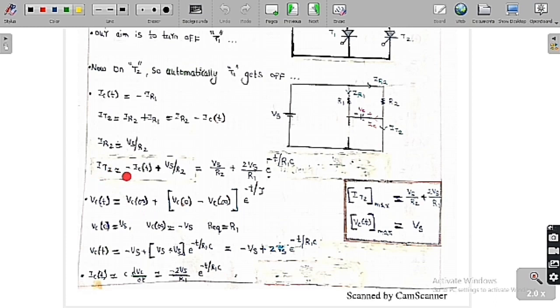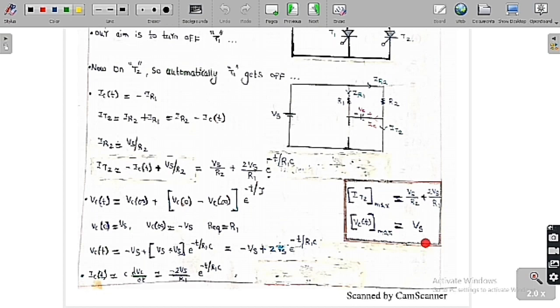But IT2 is equal to minus IC of t plus Vs by R2. So you know the value of IC of t, substitute here, we are going to get finally Vs by R2 plus 2Vs by R1 into e to the power of minus t by R1C. If you want to find the maximum value of the current passing through the thyristor T2, substitute t is equal to 0, we are going to get Vs by R2 plus 2Vs by R1, because it is an exponentially decaying term. So it will be maximum only at t is equal to 0, whereas this is a constant term. So this is the maximum current flowing through the thyristor T2, which is IT2 max.